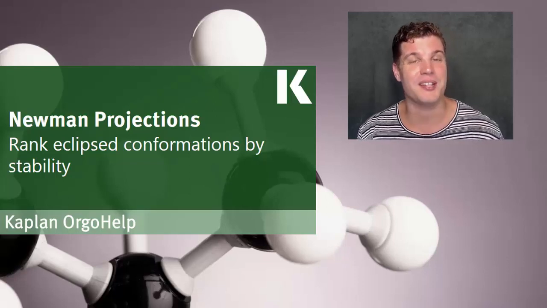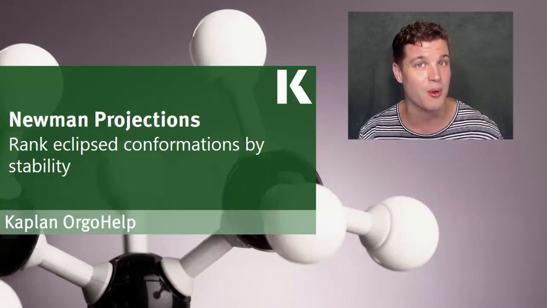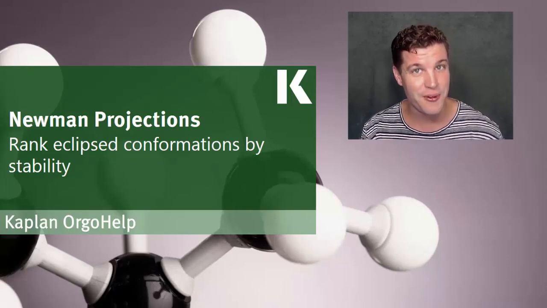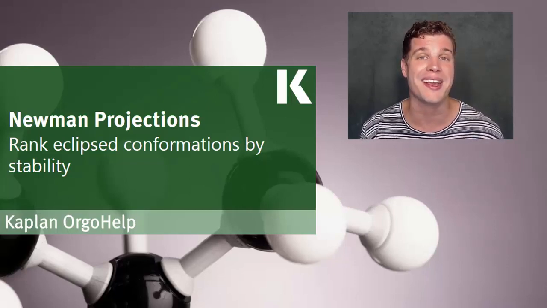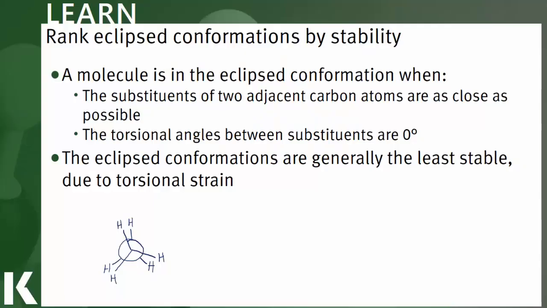As a molecule rotates around a single bond, sometimes it's forced to pass through unstable conformations. I'm Tyler Farah, and in this video, we'll learn how to rank eclipsed conformations by stability. We saw in the video about staggered conformation that staggered conformation is generally the most stable conformation, even though some staggered conformations are more stable than others. So in this video, we're going to learn about the least stable conformation, which is the so-called eclipsed conformation.